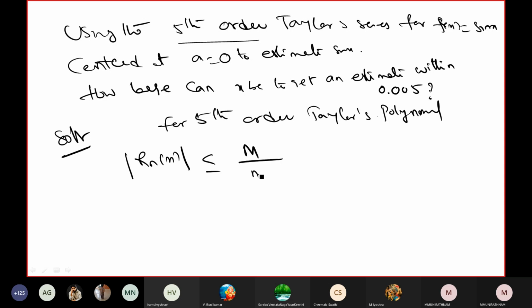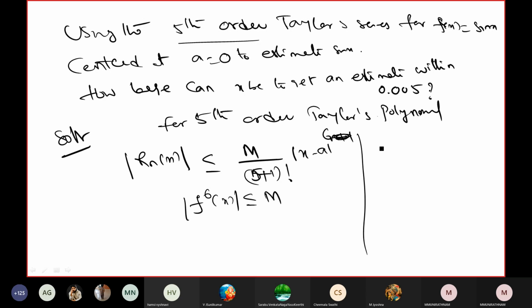M by n plus 1 factorial into mod x minus a whole power n plus 1. So that is 6, 5 plus 1, 6. So what is m? f power 6 of x is less than or equal to m. Okay? f power 6 of x is less than or equal to m.